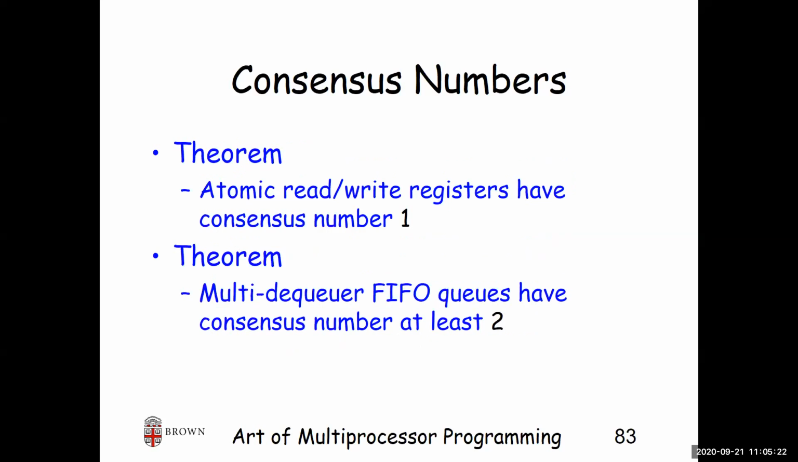All right, so consensus numbers. Read-write registers have consensus number 1. That is, they can only solve consensus for one thread, which is utterly trivial, right? And multi-dequeuer FIFO queues have consensus number at least 2. We haven't ruled out 3, but it's at least 2.